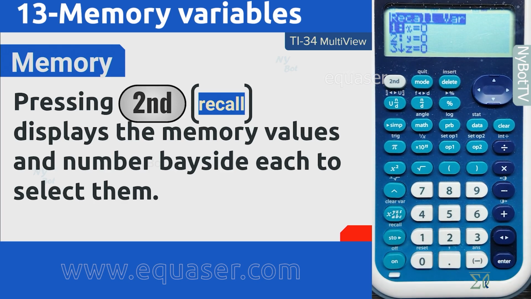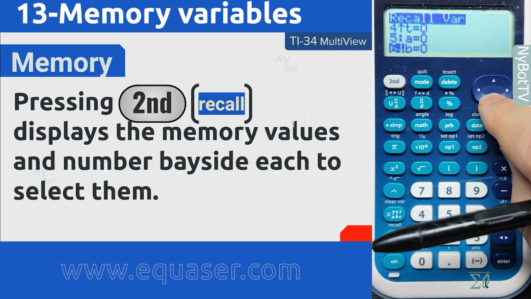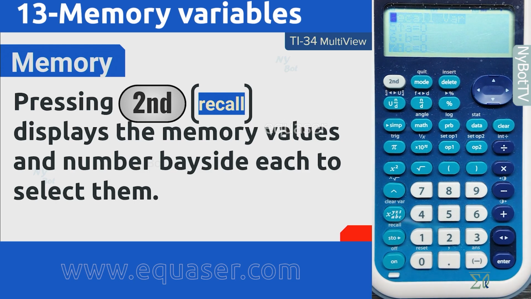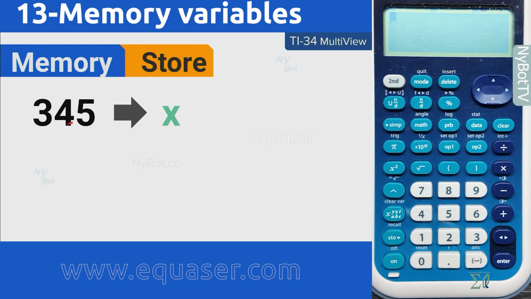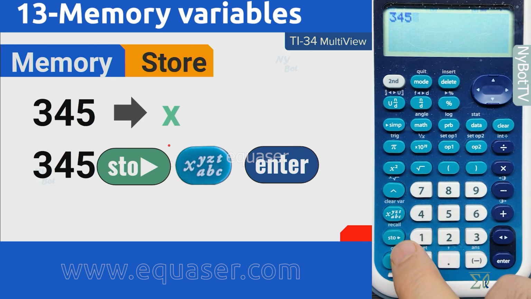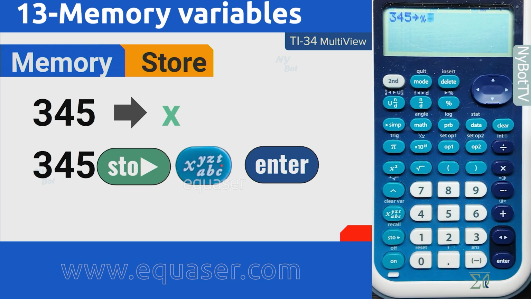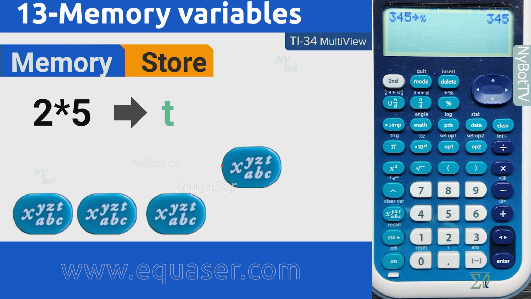Pressing second function will bring up the recall with this button. Second function, recall, shows all the variables with their values. X, Y, Z, and the arrow shows we have more: T, A, B, and C. They're all at the moment 0. Let's store 3, 4, 5 into X. So 3, 4, 5, and then store. This button is for storing, and after that we select the X. If I press it once, that's X, enter, and it has been stored.